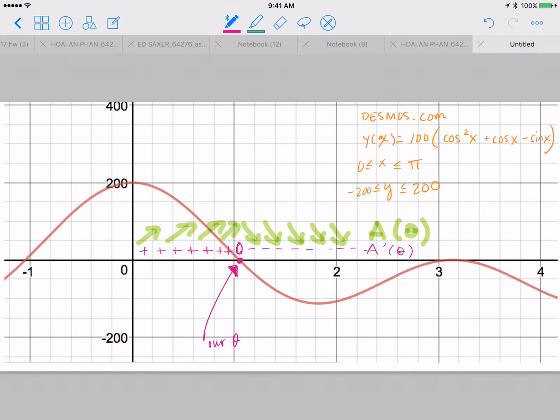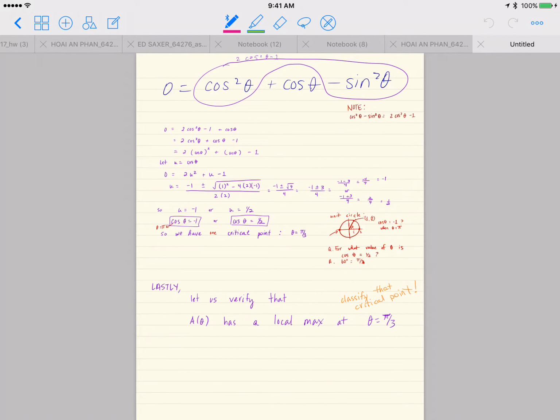By looking at the graph of a prime of theta, we see that a attains a local max. So that is our answer, and our theta is pi over 3.